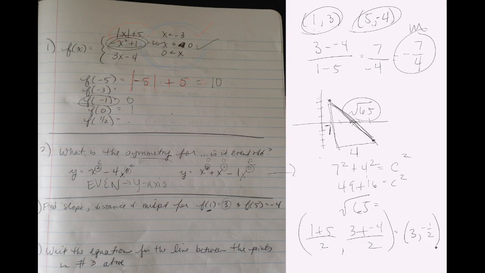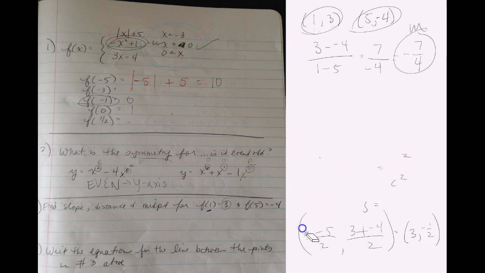Okay, number 4, write the equation for the line between the points in number 3 above. Well, I already found the slope, and that's definitely needed anytime you want to write an equation of a line. So I'm going to keep this, and I'm going to erase all of this over here. Erase, erase. I wish the eraser was a little bit larger, but whatever. All right, so the equation that I use is point slope. I always use point slope.